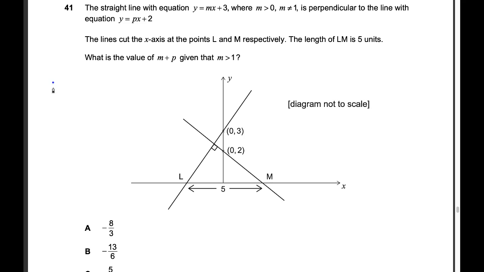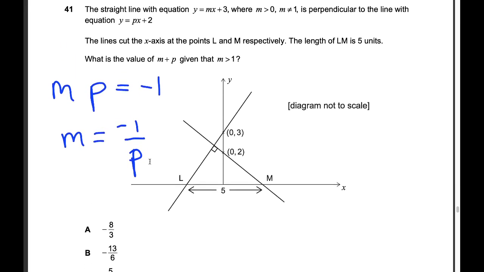So straight away, what comes to mind for me is this rule that you may know as flip it and change the sign. It means that the gradient of one line times the gradient of the other line is -1. Or you can say, if you want the gradient m, it is p flipped and then change the sign. So if you flip p, it's 1 over p. If you change the sign, it's going to be 1 over minus p. So 1 over minus p there.